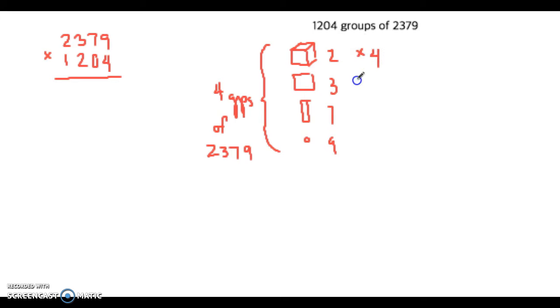So starting with our singles place, we're going to multiply our 9 value by 4. And this is going to give us 3 rods and 6 singles.